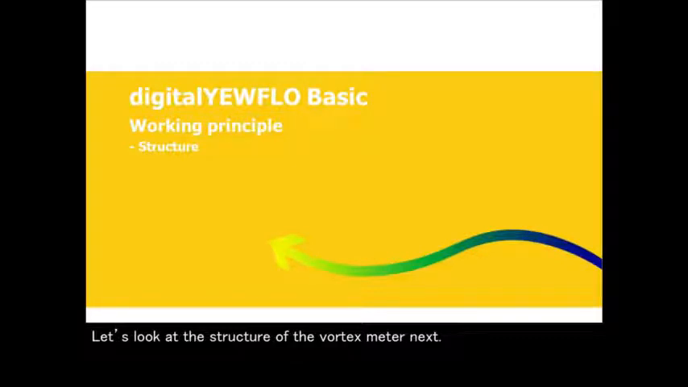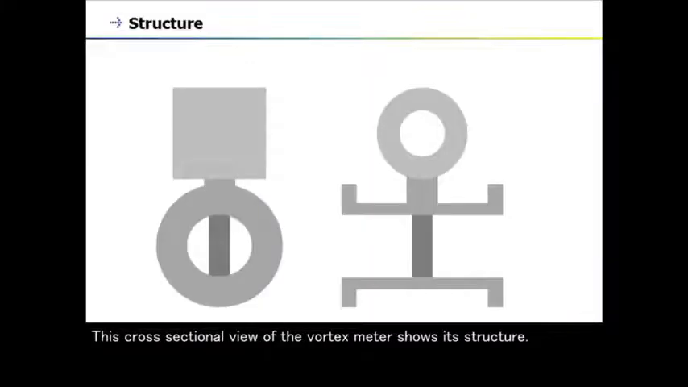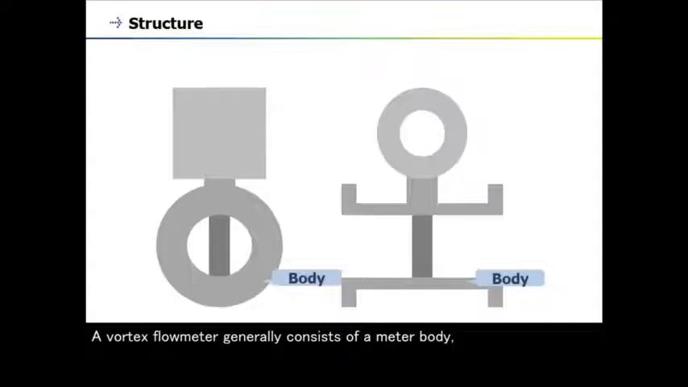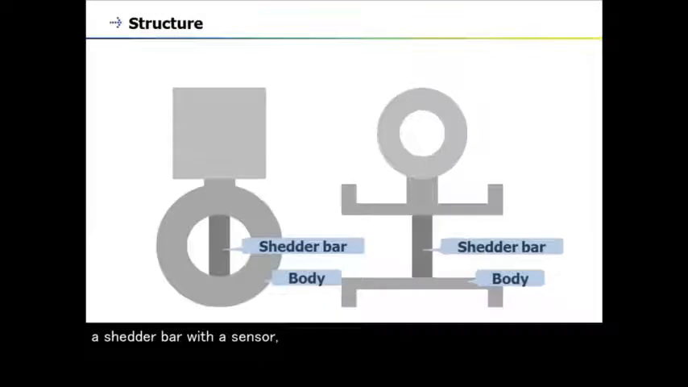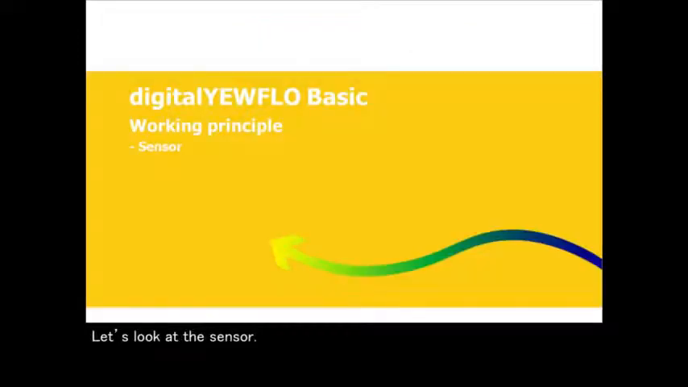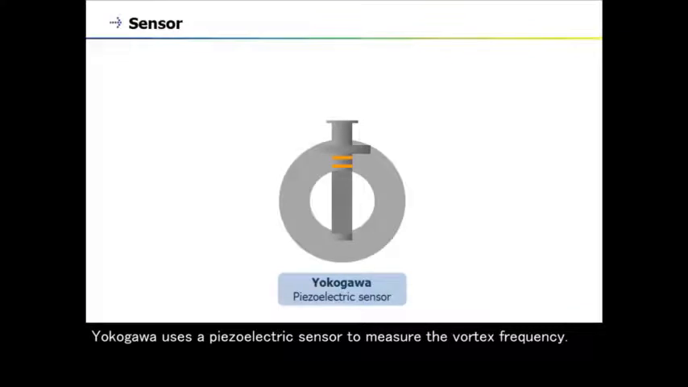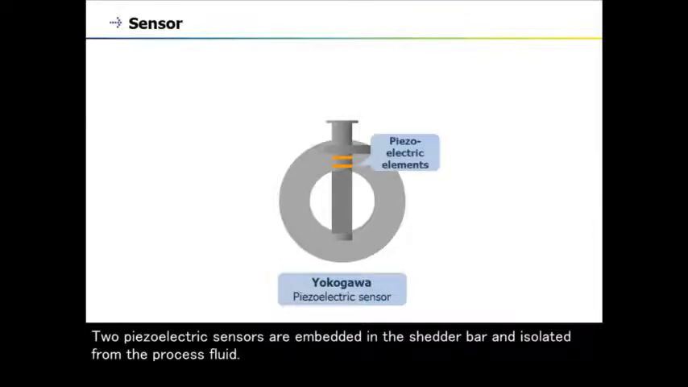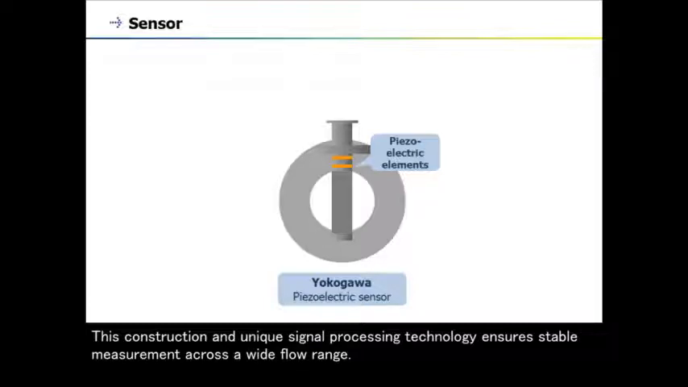Let's look at the structure of the vortex meter next. This cross-sectional view of the vortex meter shows its structure. A vortex flow meter generally consists of a meter body, a shedder bar with a sensor, and converter electronics. Let's look at the sensor. Yokogawa uses a piezoelectric sensor to measure the vortex frequency. Two piezoelectric sensors are embedded in the shedder bar and isolated from the process fluid. This construction and unique signal processing technology ensures stable measurement across a wide flow range.